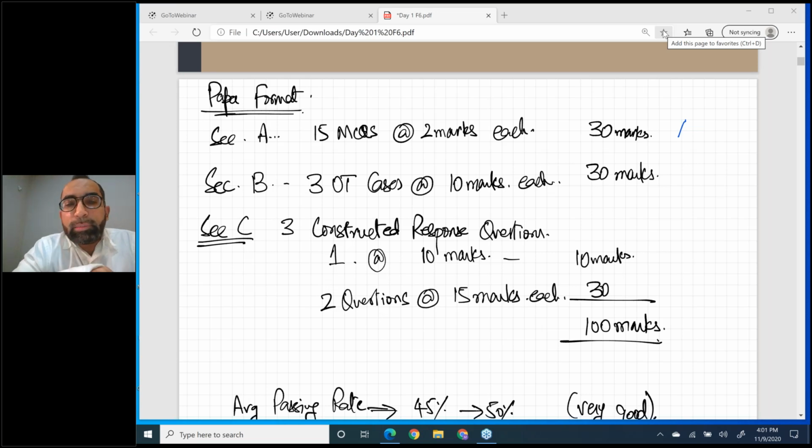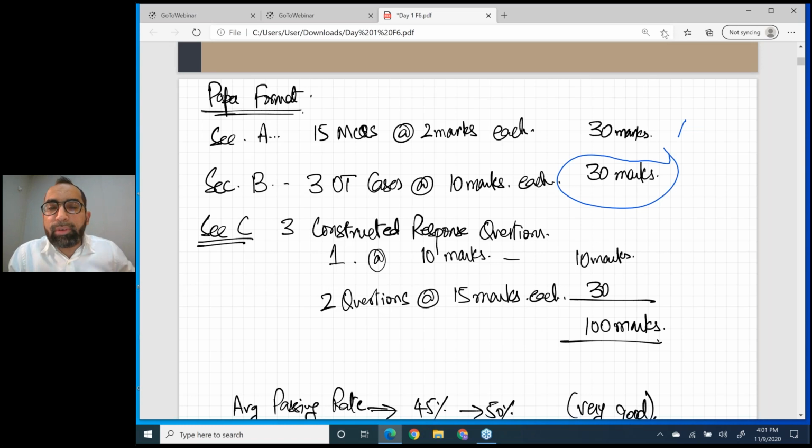Then Section B. In Section B, you will have 3 OT cases. You must know the meaning of OT cases: 3 cases with 5 MCQs each, or 5 boxes each. One OT case is equal to 10 marks, so obviously this will be 30 marks. Now the question is, from where will Section B come? Normally, the past practice of the examiner is that in Section B he tests 3 areas: CGT 10 marks, IHT, that is inheritance tax, 10 marks, and value added tax, 10 marks. This is the past practice, but the examiner may change it.